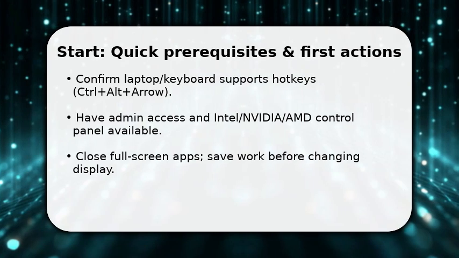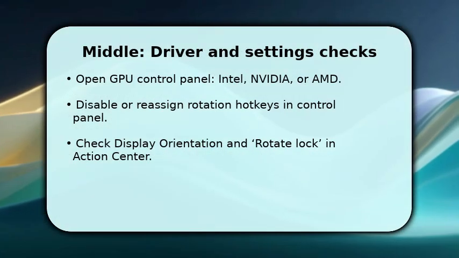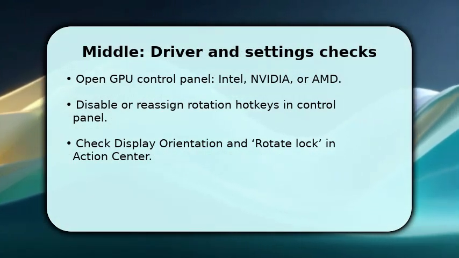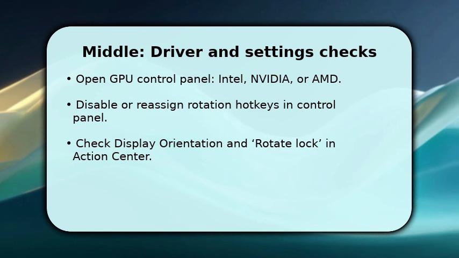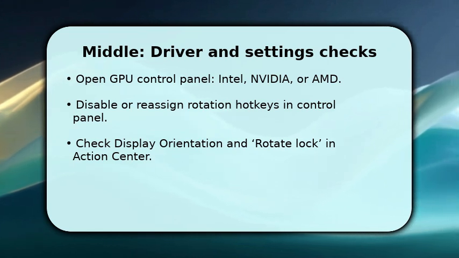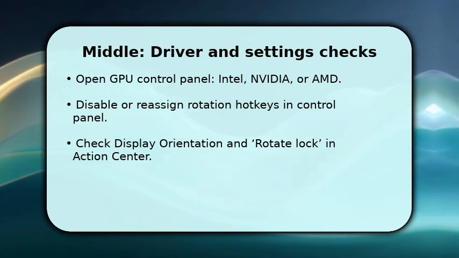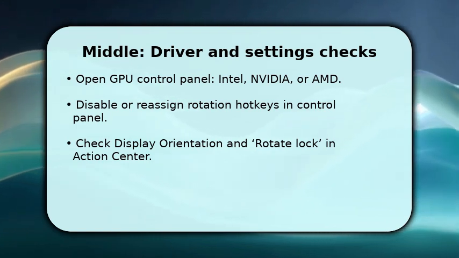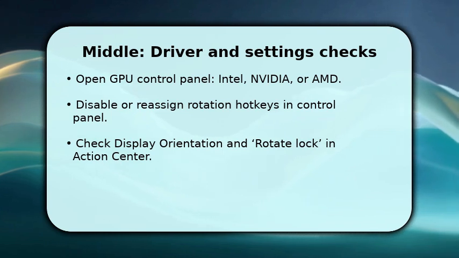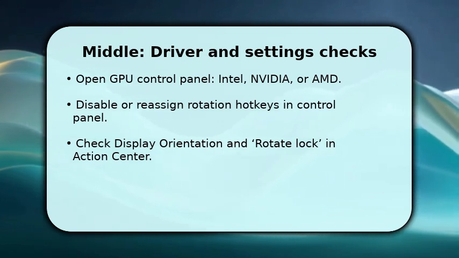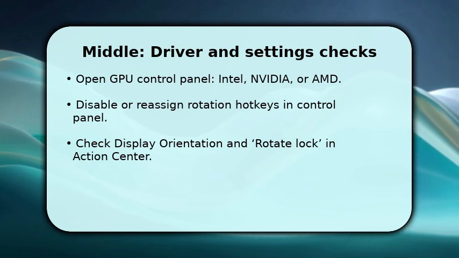Next, you'll inspect the graphics driver controls because they often manage rotation hotkeys. Open Intel Graphics Command Center or NVIDIA/AMD settings, find hotkeys or display rotation and disable or reassign them. Also, open Action Center and ensure Rotate Lock is off. Windows Tablet Mode can force orientation changes.